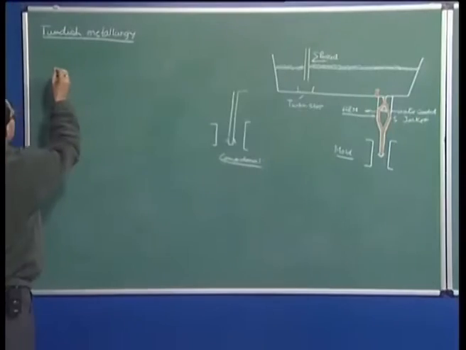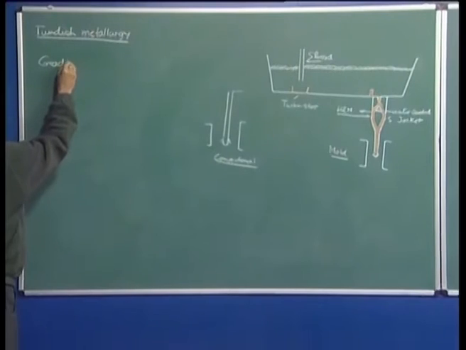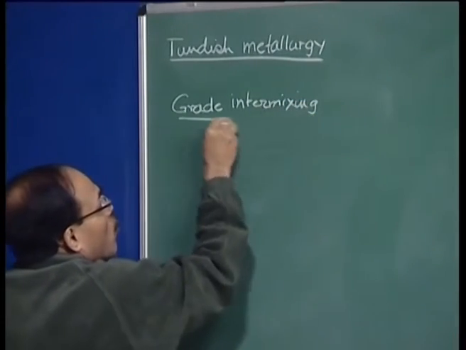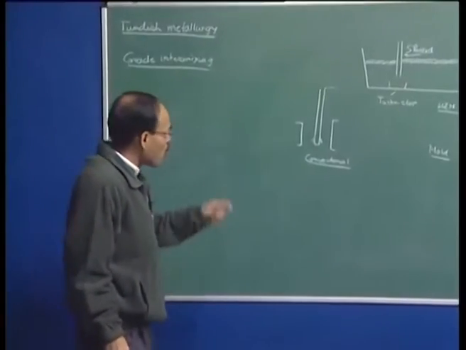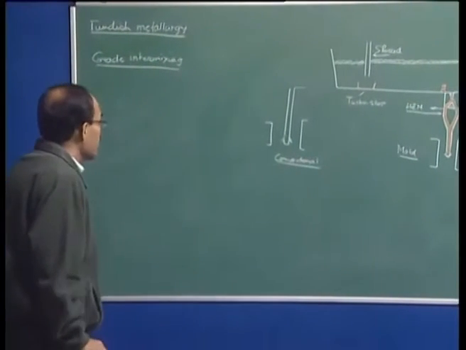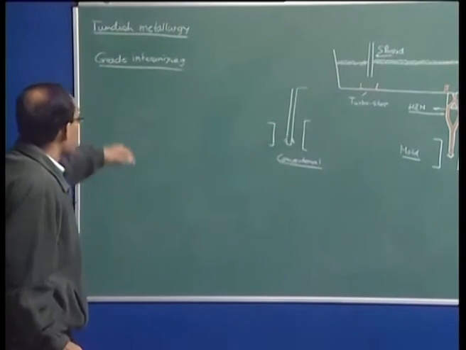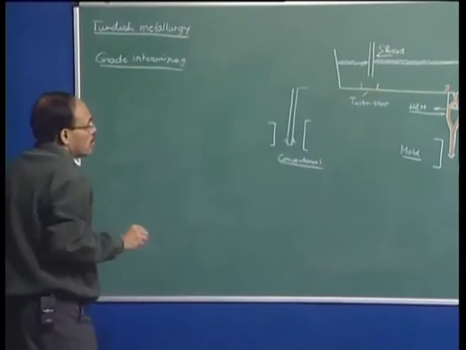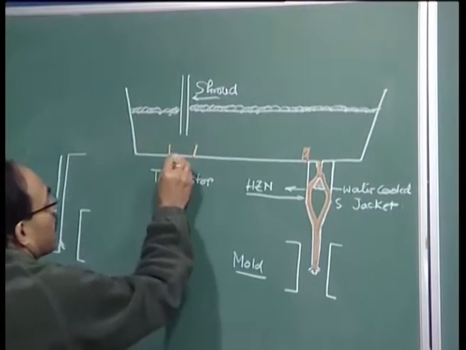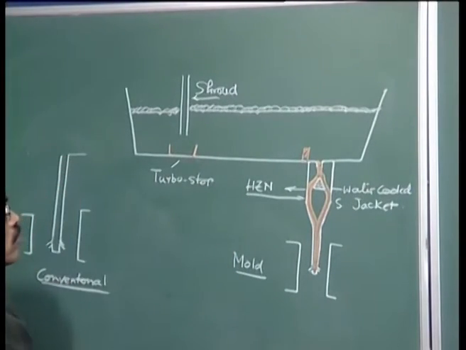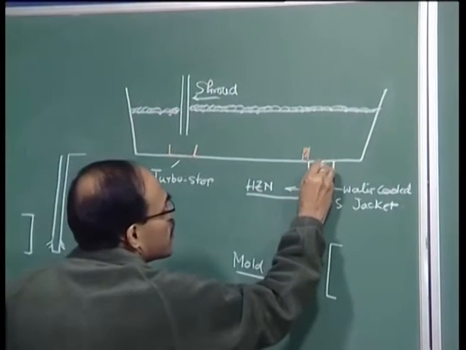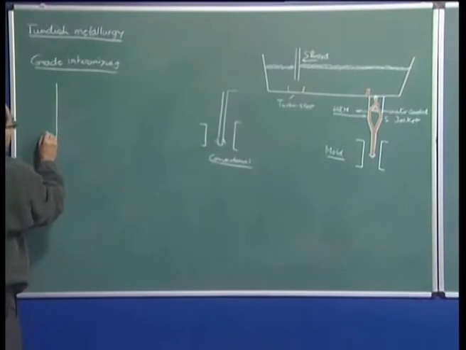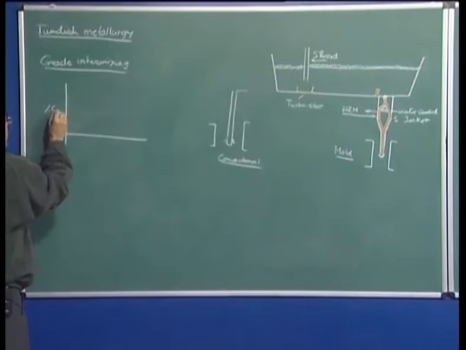Let us talk now about the grade transition phenomena, grade intermixing. We have talked about inclusion flotation, about heating of the melt, about superheat and its importance and how to control it, and last but one, let us talk about grade intermixing. Suppose you have a ladle and the material is coming and flowing through the tun dish. If I measure the concentration here, say the carbon concentration, and plot it, I will see that this is the percentage carbon and this is the time.